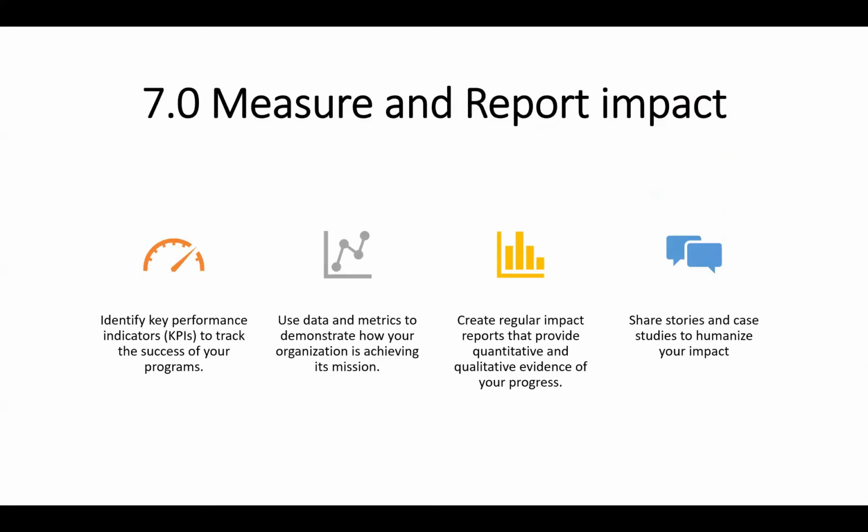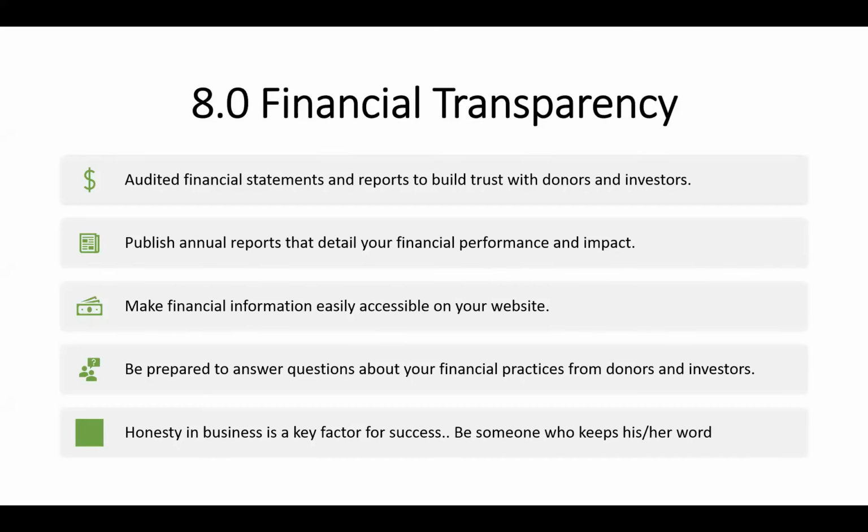Again, I mentioned the importance of measuring and reporting impact. This is very critical, so I will not belabor it. Financial literacy and financial transparency are very, very critical. If you want to go for funding seriously, you must have audited reports. You must publish your annual reports, and they must be easily accessible. Be prepared to answer questions about your financial practices from donors and investors. And something which is very, very key, not only for SMEs, but even for NGOs, CBOs, etc., is the importance of honesty. Honesty in business is a key factor for success.